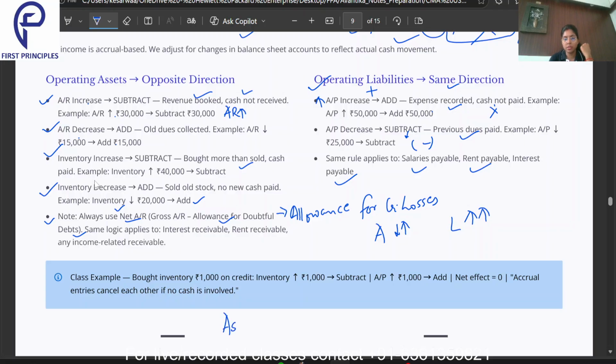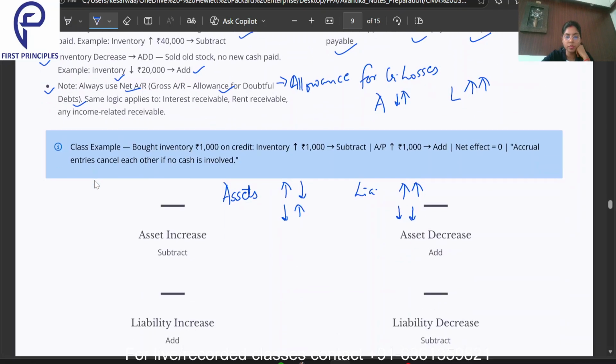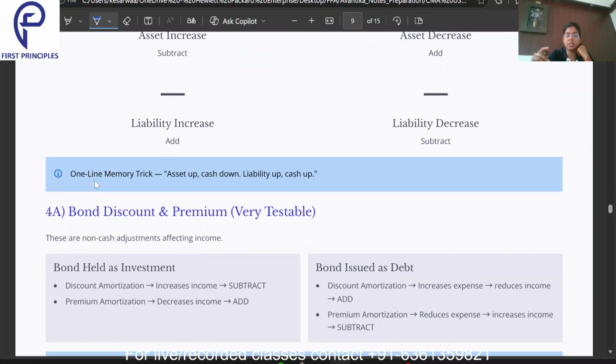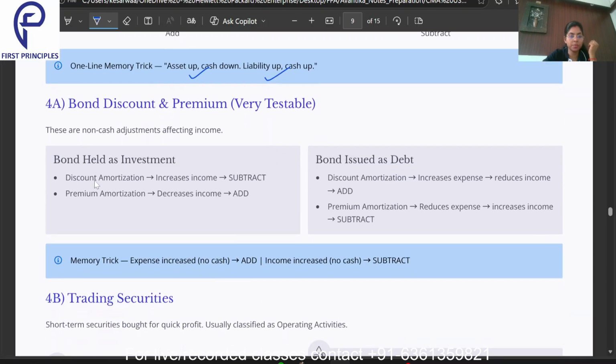For the assets: increase, decrease, decrease, increase. Then for the liabilities, same direction: increase, increase, decrease, decrease. See, it's given also over here. So it's very simple. Asset up, cash down, liability up, cash up. Basic one line memory trick.